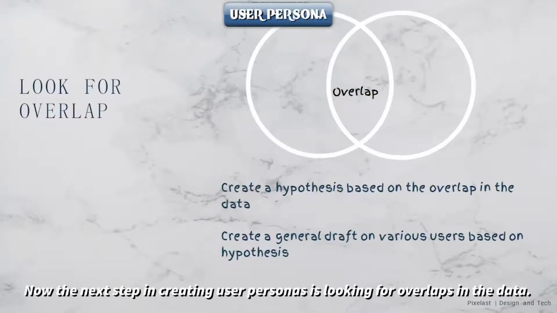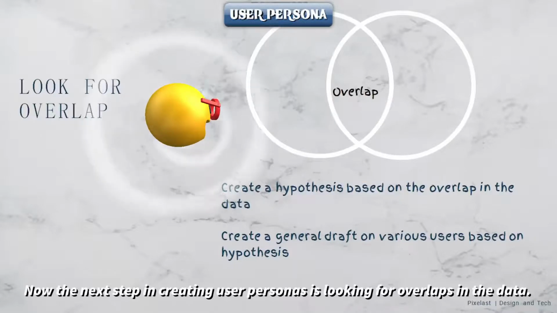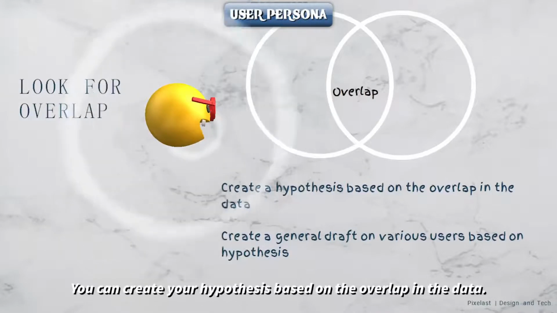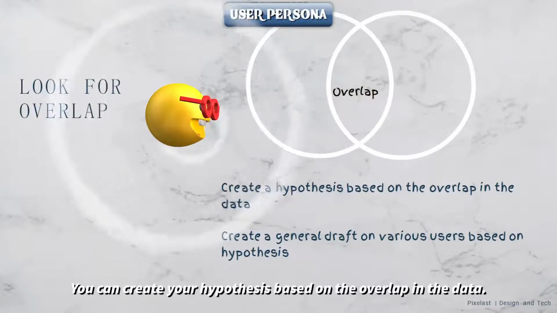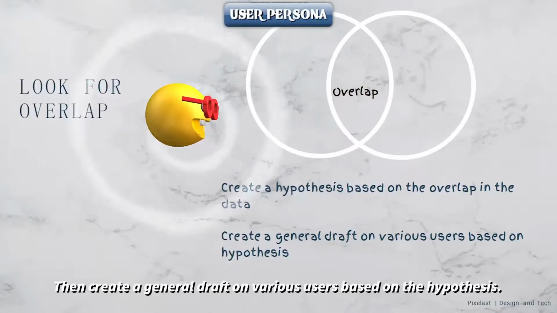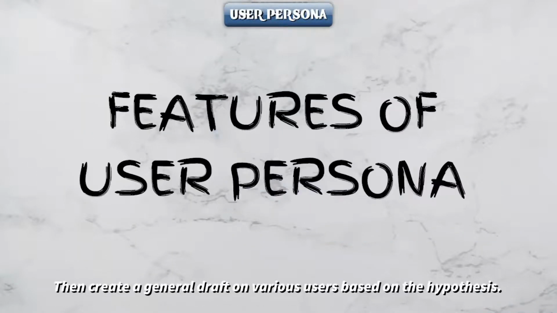Now, the next step in creating your user personas is looking for the overlaps in the data. You can create your hypothesis based on the overlap in the data. Then create a general draft of various users based on the hypothesis.